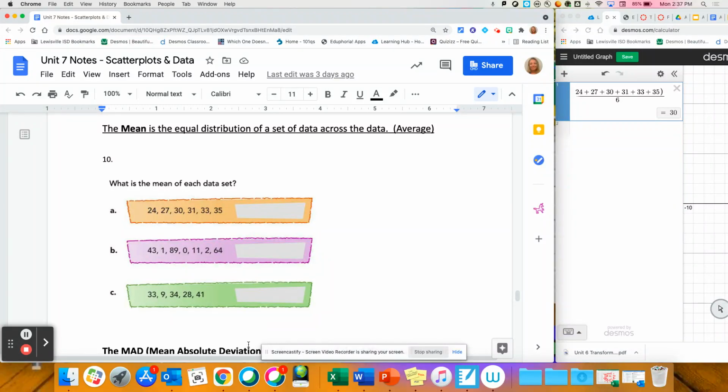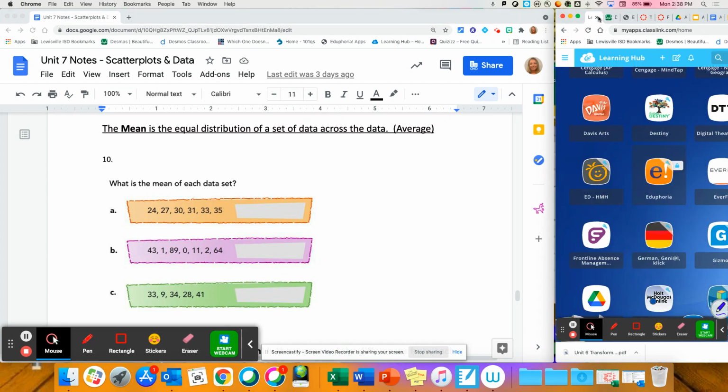Okay, today we are actually going to learn how to use the mean absolute deviation, or MAD. But before we actually get to MAD, we are going to review how to do the mean. The mean is the average of a set of data, or the equal distribution of a set of data.